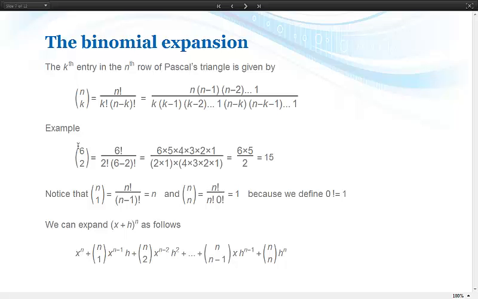Suppose I do 6 choose 2. That would be the second entry in, or the entry number 2. Actually, they start numbering with 0. We'll see that when we do an example.